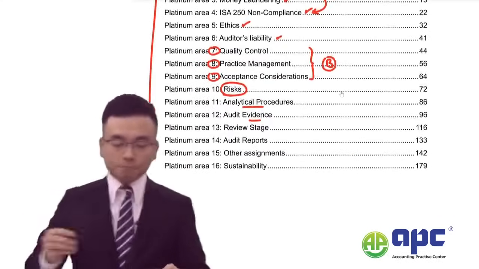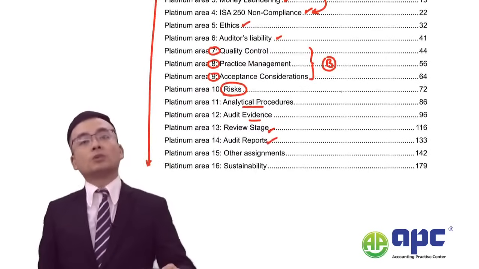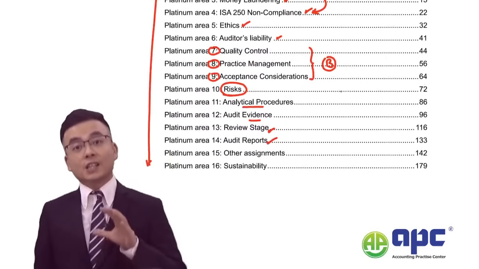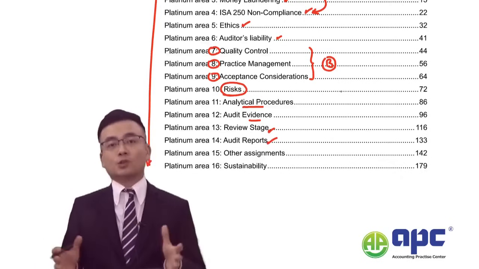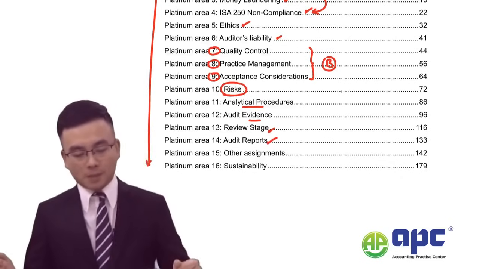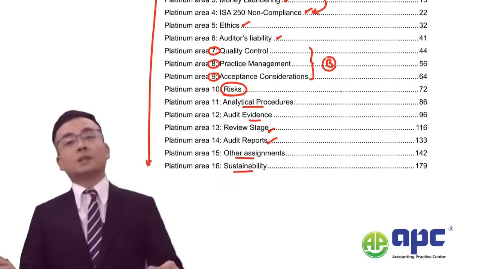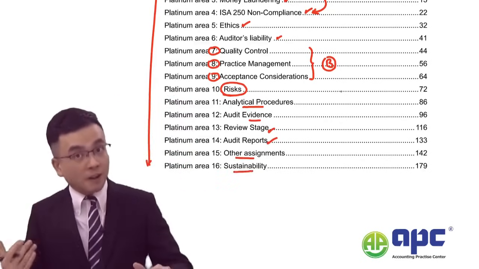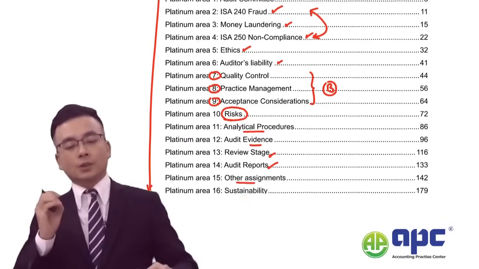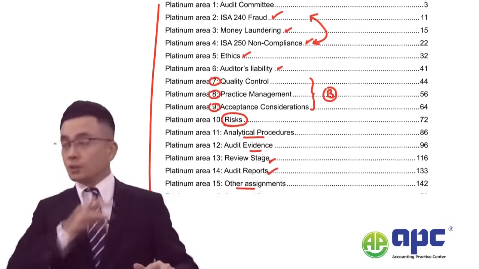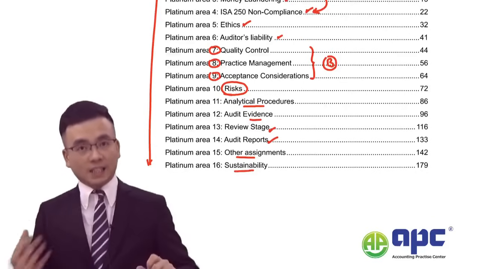Platinum Area number 13, review and the audit report stage, would certainly come up each and every time. So in the review stage, there will be several circumstances, and one of them will come up each and every time. Other assignments and the new topic, sustainability, will also be very important, okay? So make sure that you focus on these areas so you can cover the whole AAA syllabus in detail.